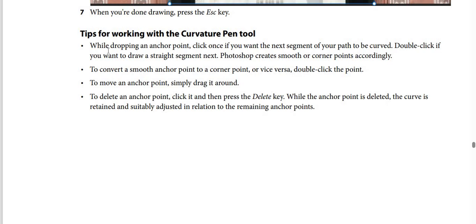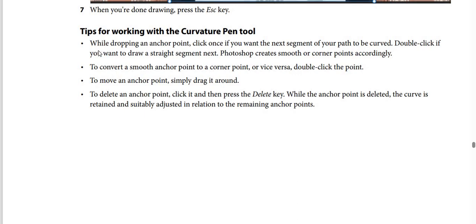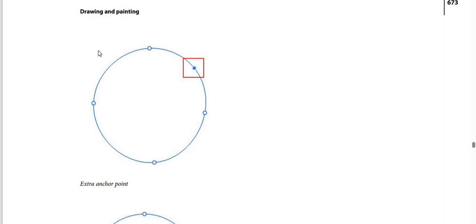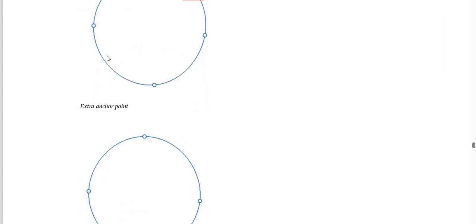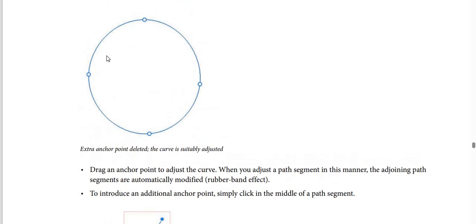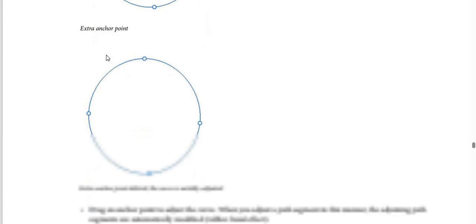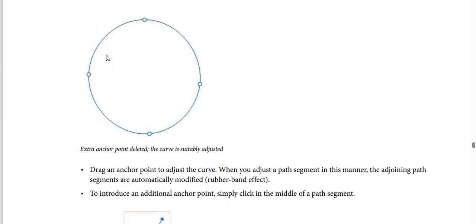While the anchor point is deleted, the curve is retained and suitably adjusted in relation to the remaining anchor points, by the way. And look at this image now, in this screenshot. An extra anchor point appears in this circle. And the next image: the extra anchor point is deleted, and the curve is suitably adjusted.